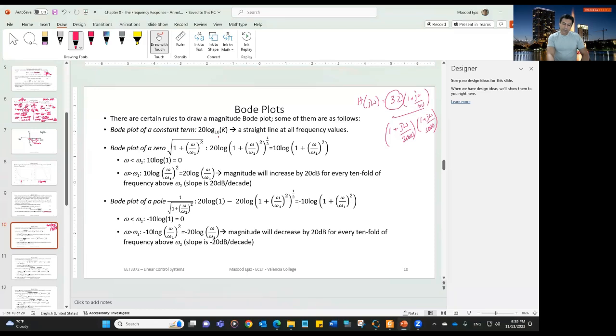the log of that constant term, 20 log 10, that is just going to be a decibel value, a straight line at all the frequencies. It's not going to change with respect to the frequency. When you have a zero, like here we have 1 plus j omega over 100, and you calculate the magnitude of that, who's going to tell me? Same question: who's going to tell me what will be the magnitude of this term, 1 plus j omega over 100?